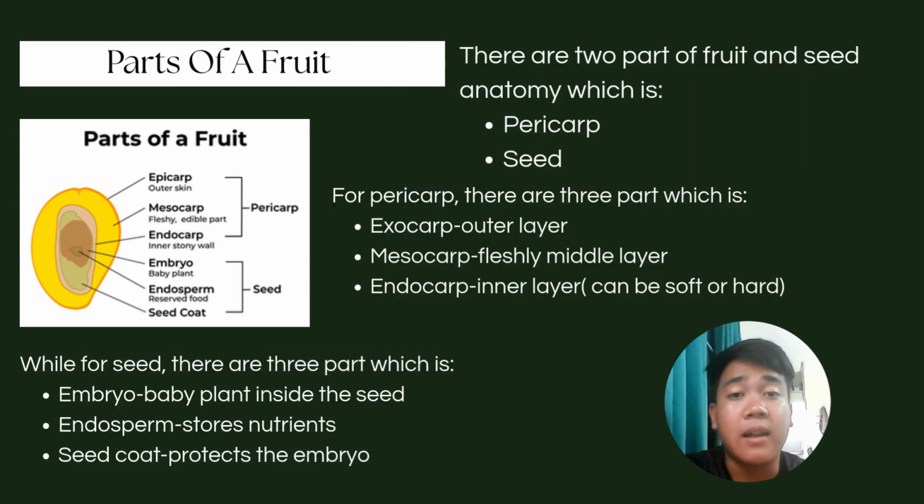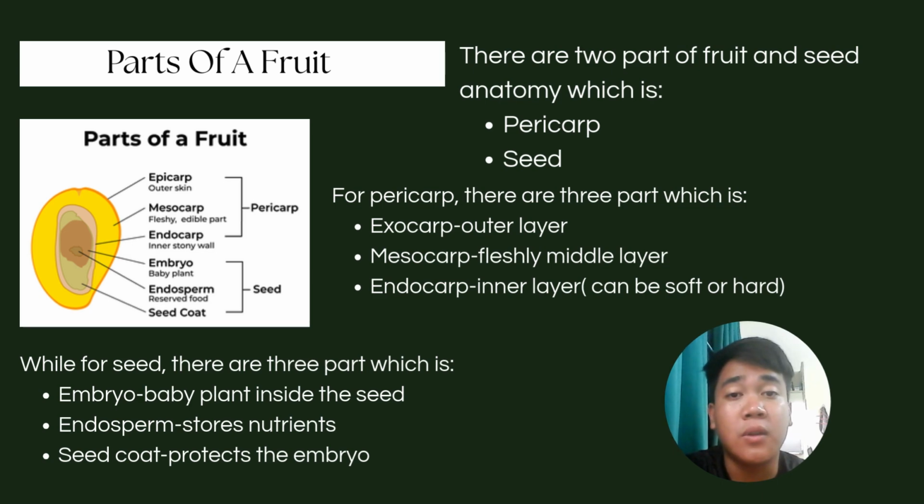So, this is my last part, which is parts of a fruit. There are two parts of fruit and seed anatomy, which are first pericarp and the second is seed. For pericarp, there are three parts: exocarp, the outer layer, second mesocarp, the fleshy middle layer, and the third one is endocarp, the inner layer, which can be hard or soft.